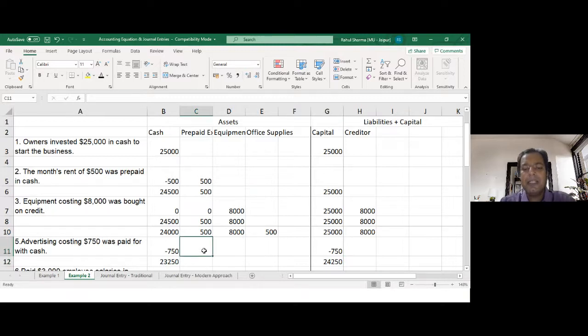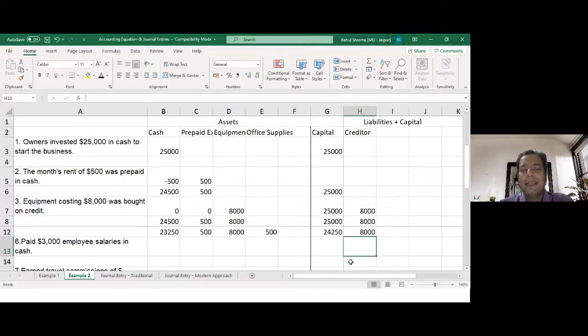Any impact on prepaid expenses? No, zero. Any impact on equipment? Zero. Any impact on office supplies? Zero. Creditors? Zero. So my new equation comes up like this: 23,250 of cash, 500 of prepaid expenses, 8,000 of equipment, and 500 of office supplies. On the creditors and liabilities and capital side, I have 24,250 as capital and 8,000 as my creditors.